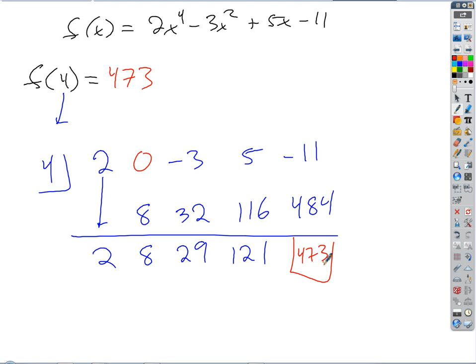Okay? Wait, Mr. Wade, is 4 just the same number? I just made it up, yeah. I just said, what if we wanted to plug 4 into that function? Okay? Yeah. All right. What's good?